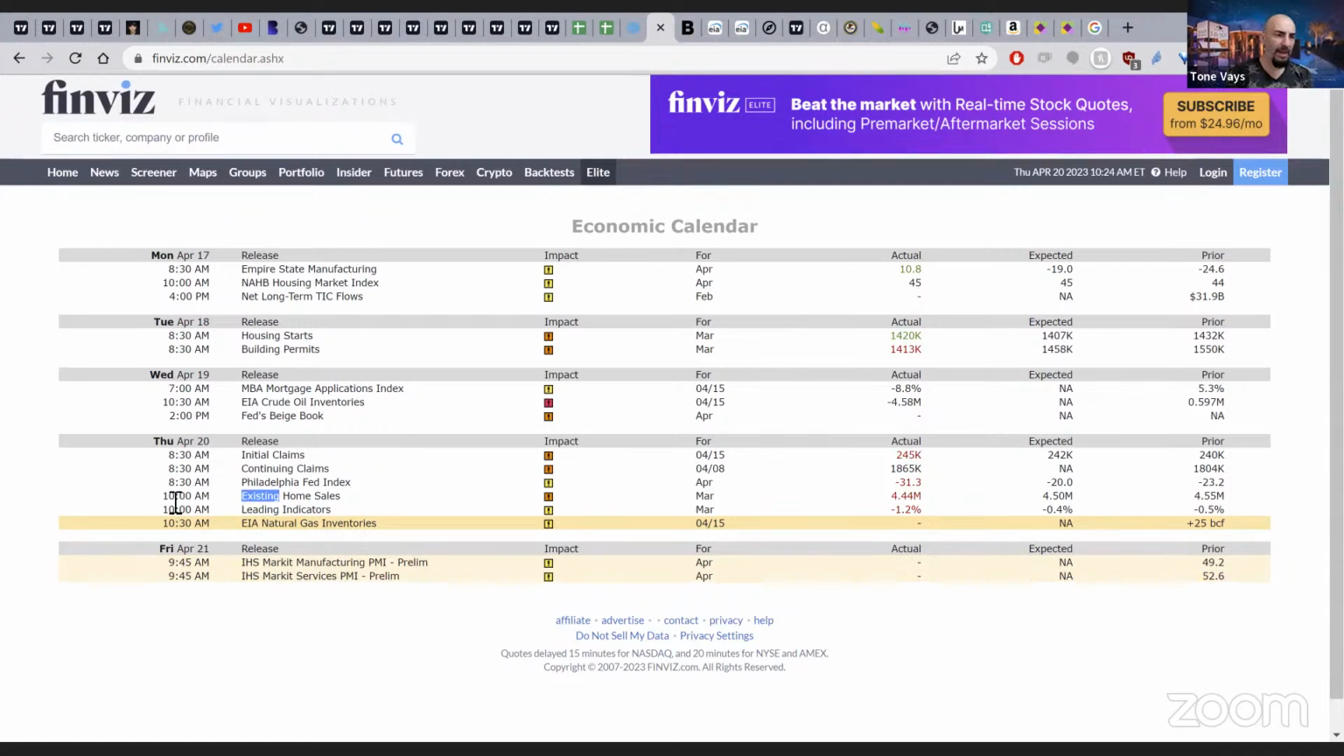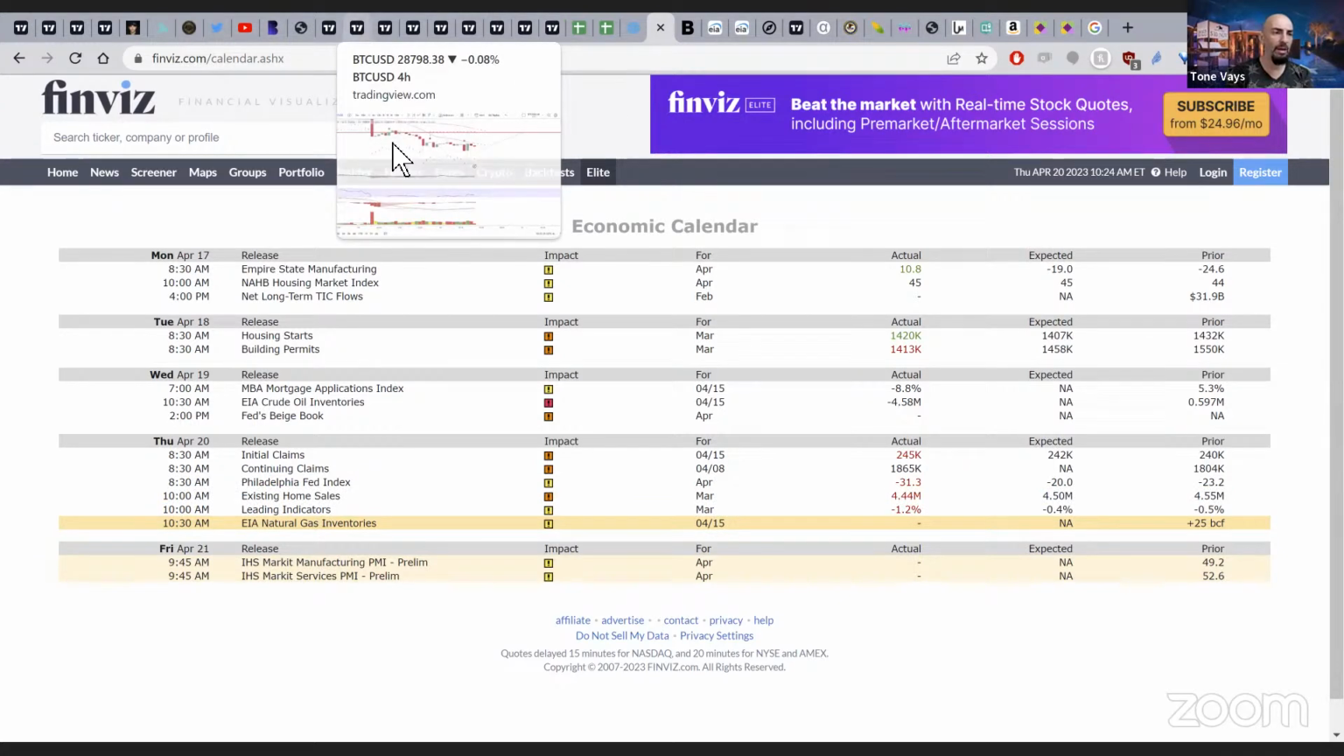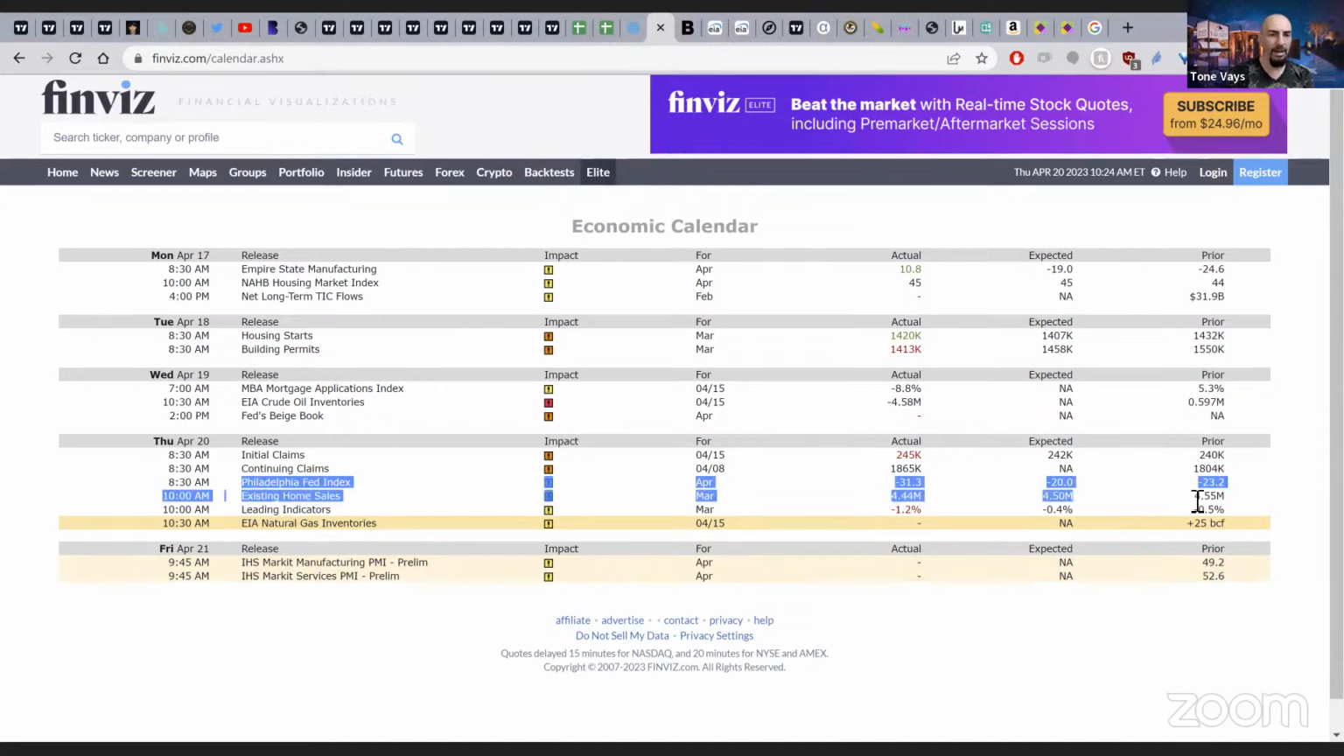Homes, no, that came in at 10 a.m., but the market reversed around 8:30. So it had to do with the initial claims. Maybe the Philadelphia Fed index, which really underperformed. Wow. But I don't think it was that. It's probably the initial claims.